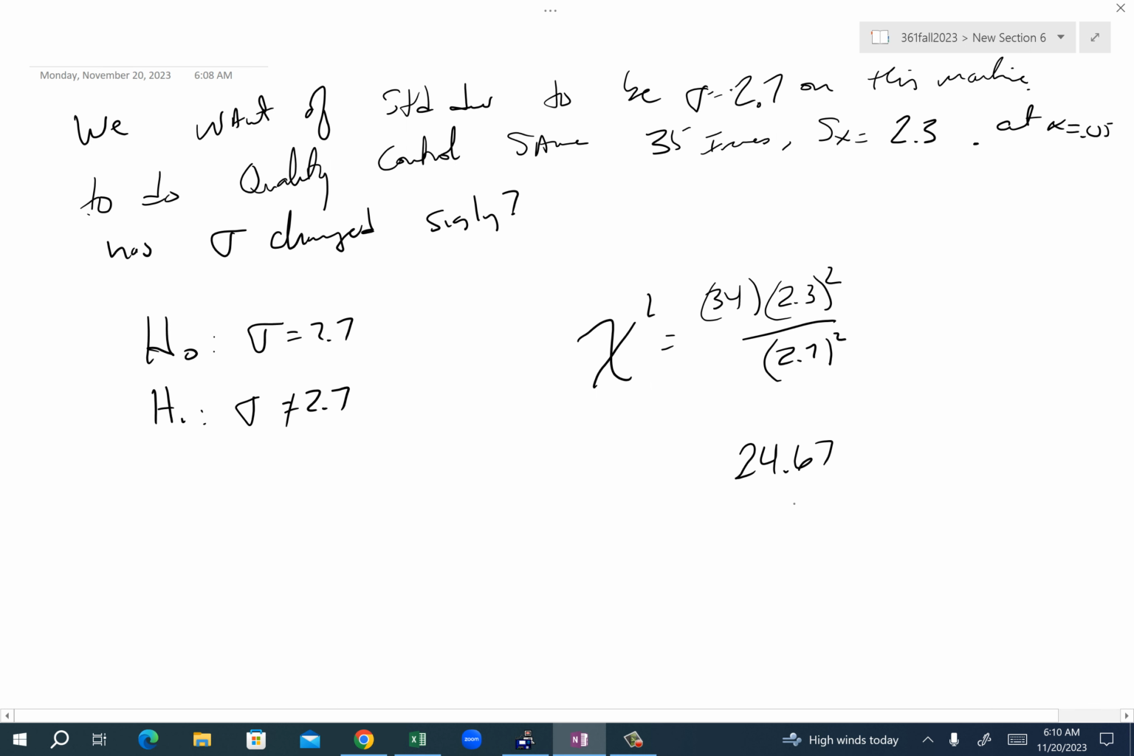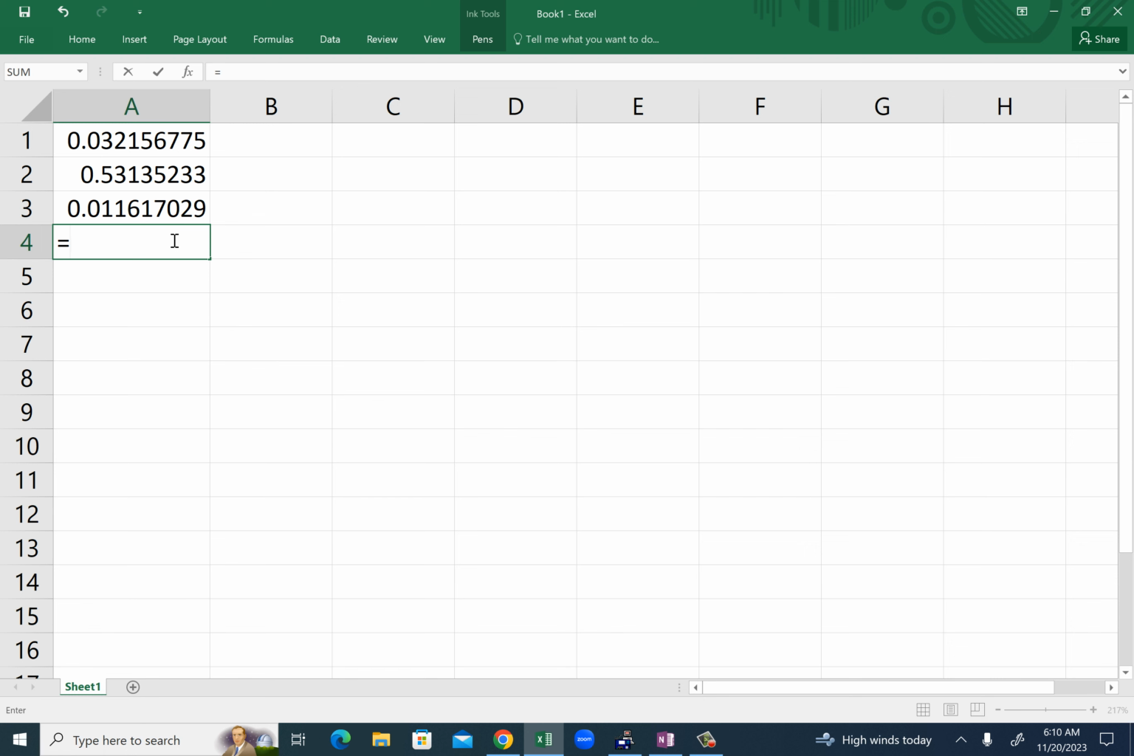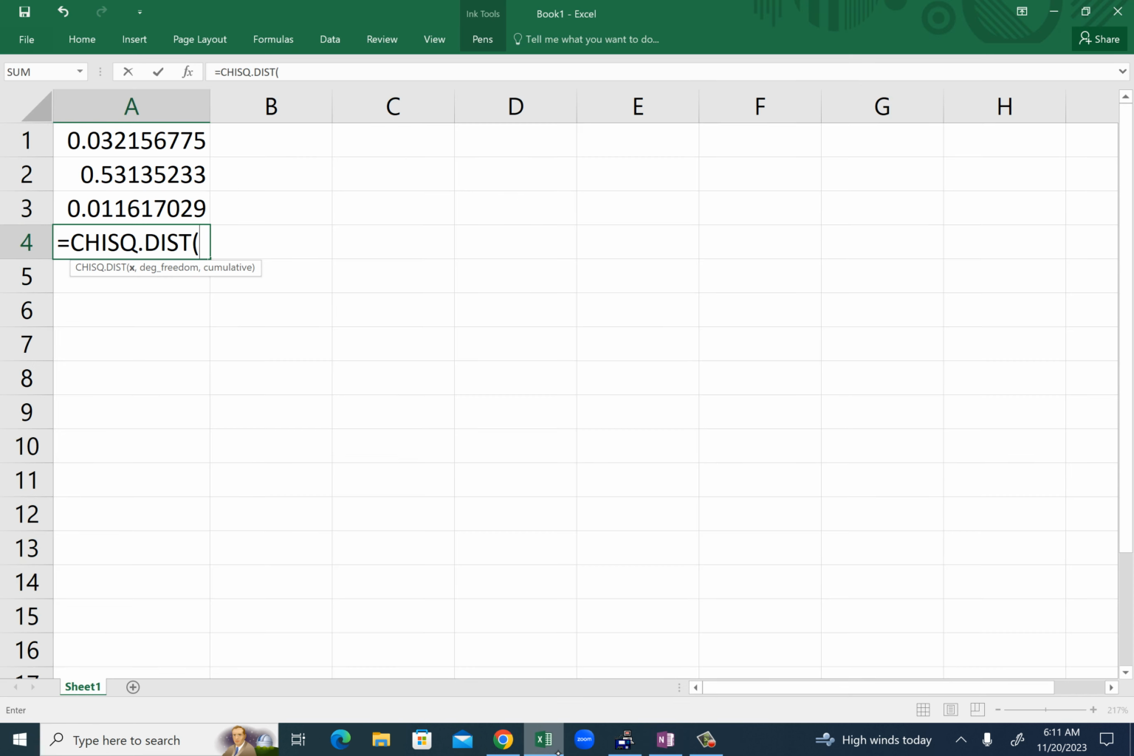Is that likely to happen or not? I don't know. Let's go ask Betsy. Equals. I'll probably do it in two pieces just for fun, because it's nicer sometimes to see what's going on. 24.67, comma, degrees of freedom was 34, comma, 1.